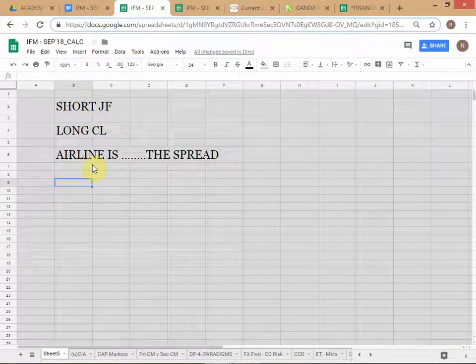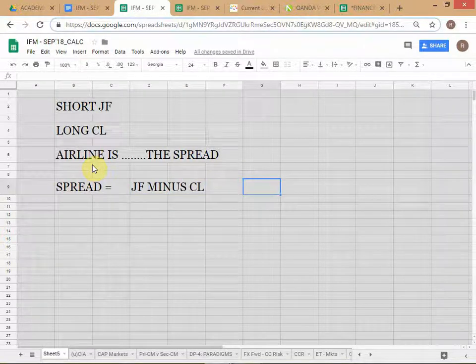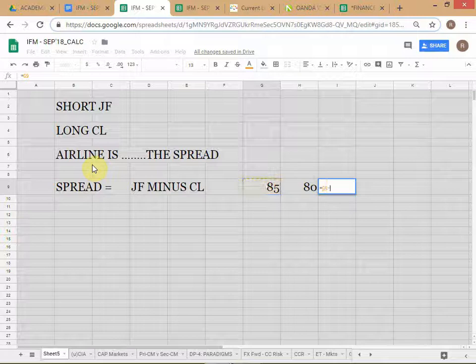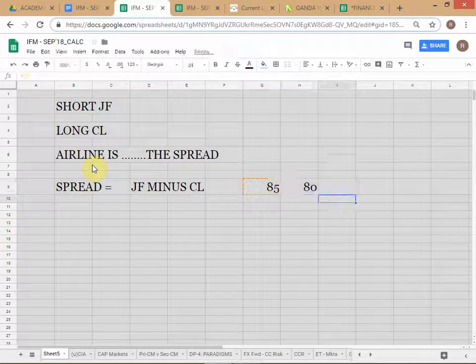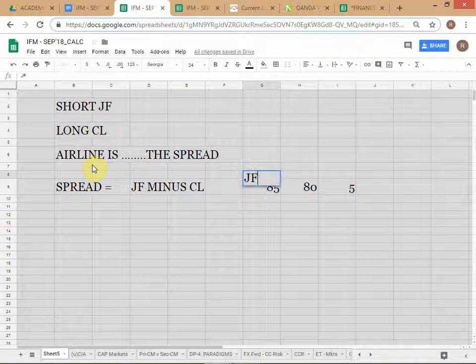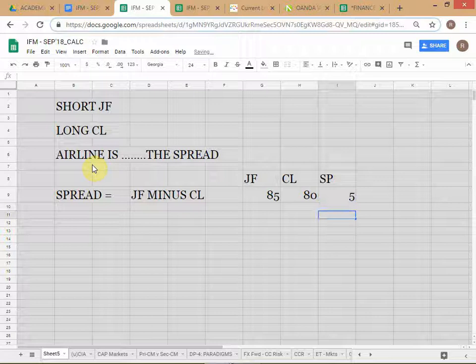First, we have to define the spread. We will define the spread as the difference, JF minus CL. So let's say if the JF price is 85 and the crude oil price is 80, the spread is 5. We are going to use the same logic that we used earlier with respect to underlying positions. So let's write this here as JF, and this is CL, and this is our spread, or we can call it SP for spread position.